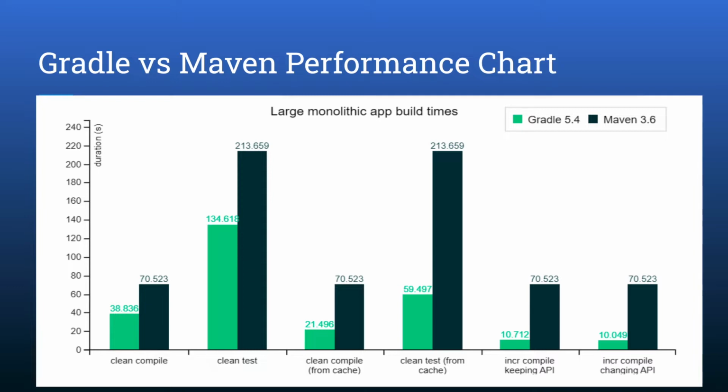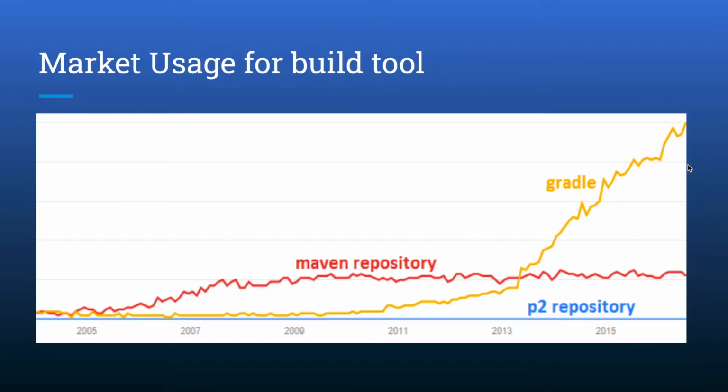So if you are using Gradle, it will take less time than Maven. And simply you can see the clean test, clean compile, clean cache from the cache, inner compile. Everywhere you can see that with a large monolithic application, Gradle is fast from the performance point of view, and Maven will take longer time. And the market uses it for the build tool.